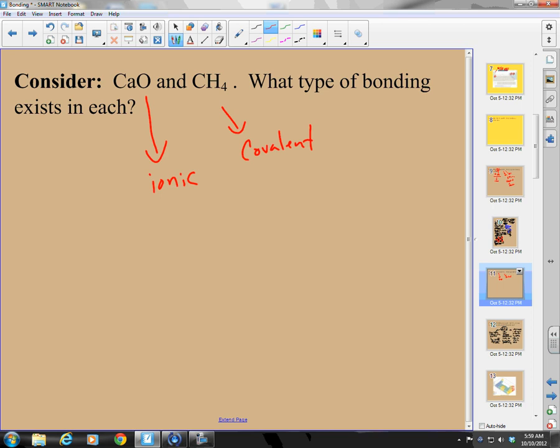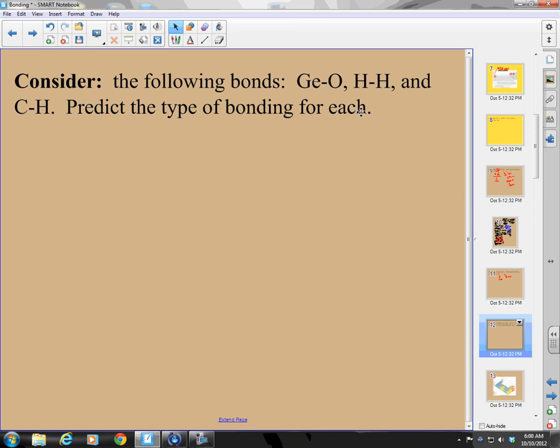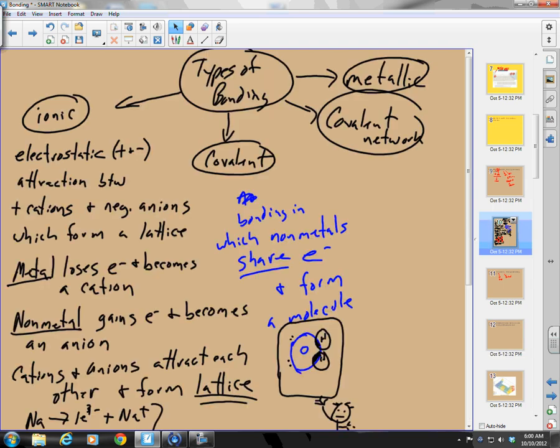Let's see, where do we go from here? Okay, let us consider, let me clean this up. Let us consider the following bonds. I have a GaO, an HH, and a CH. Predict the bond type. Okay, so let's come back to our notes, and let's add some stuff over here about predicting.